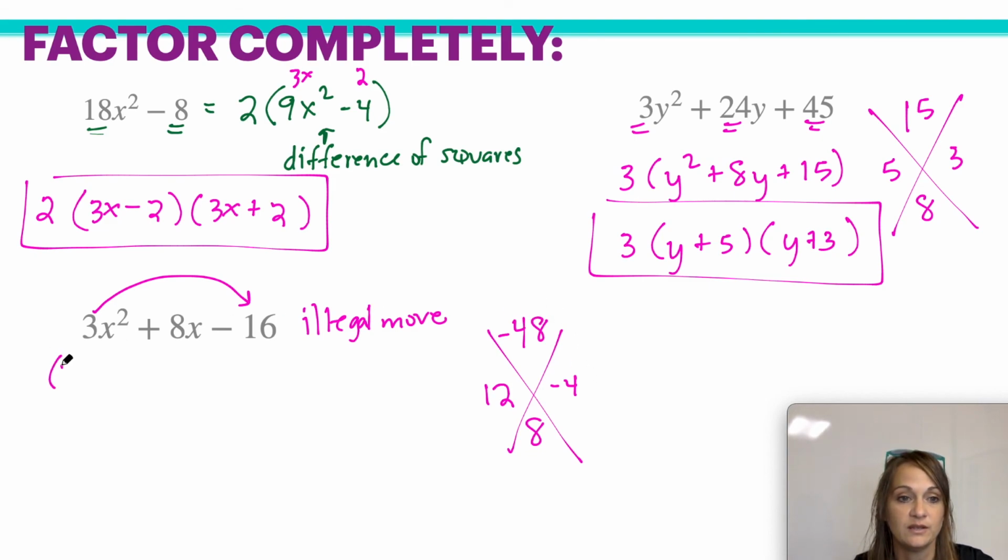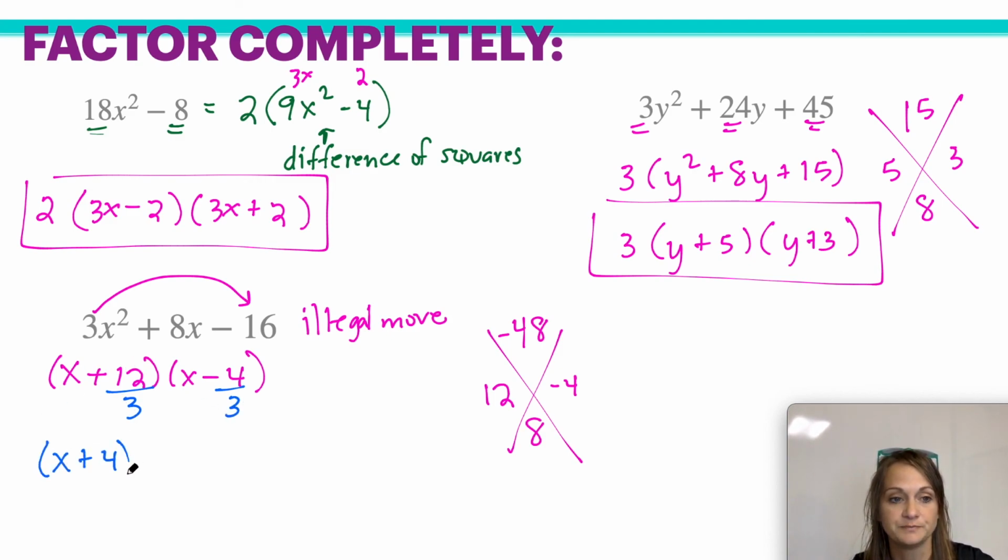So we would write x plus 12 and x minus 4, but we're not done. Remember when we multiplied by our first number, we now had to undo that and divide by that first number. So now we are going to do the last step and divide by 3, and we reduce. 12 divided by 3 is 4. This does not reduce, and I have a fraction, so it needs to go in front of the x, and that will be your answer.